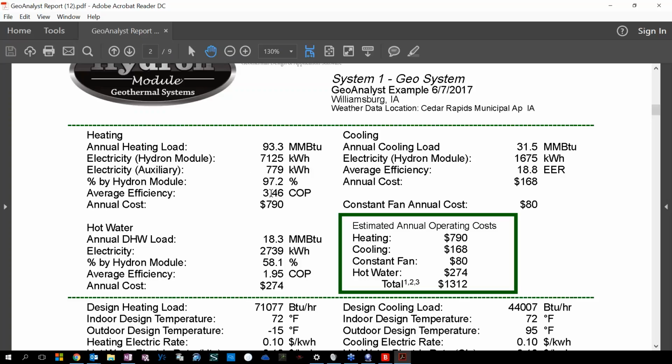The average COP is 3.46. That is actually blending in the auxiliary kilowatts and calculating those into the COP. So it's not just your AHRI COP or your engineering data COP. This is actually being penalized because of the auxiliary heat kilowatts only running at a COP of 1. And so the annual cost there for heating is only $790. You get the same kind of info for your hot water, your cooling.